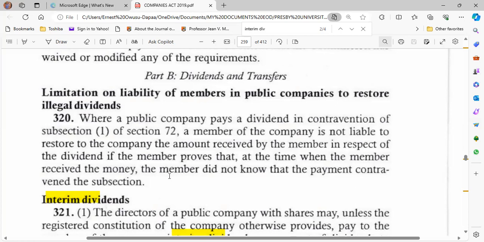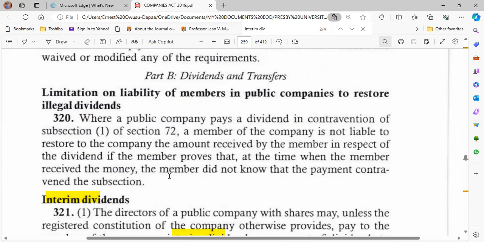So Section 320 is to the effect, and I quote, where a public company pays a dividend in contravention of subsection 1 of Section 72, a member of the company... Don't forget, Section 72(1) is simply talking about the fact that the company cannot pay dividends unless it has satisfied the distribution test. And the distribution test, we've been explaining, basically means two things. One, the company must have the ability to pay its debts, assets over liabilities. Two, the amount of money to be distributed as dividends or return of assets should be less than the retained earnings of the company.